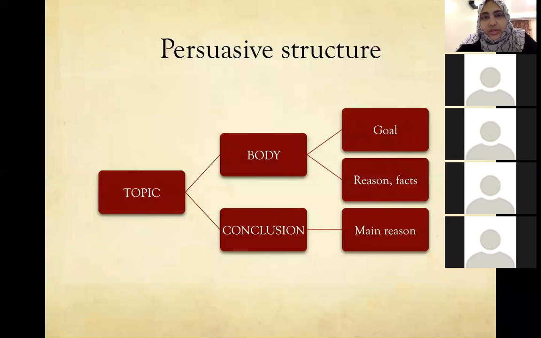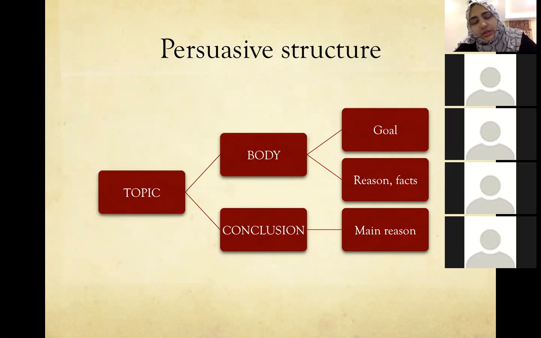So now we will see what is the structure. It is the common structure we are following. Topic, you will have body, you have conclusion. Okay, but what are the things that you have to include in body? Your goal, and the reasons or the facts that make your body. But what is the last one we have to remember? Conclusion. You are repeating your main reason.